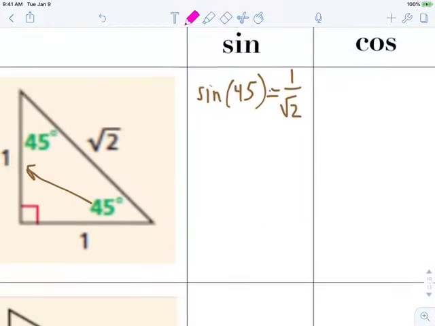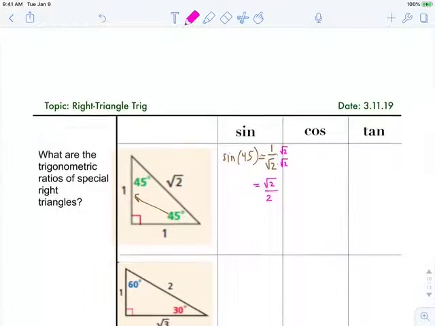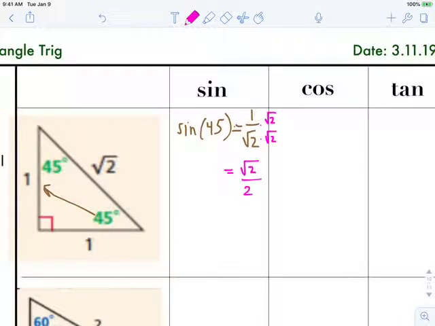So we're going to have to rewrite that. Times the top and bottom by square root of 2. Well, up top, you're going to have square root of 2. What's square root of 2 times square root of 2? 2, right? So sine of 45 is square root of 2 over 2. That's an important number that you're going to come to memorize over time.